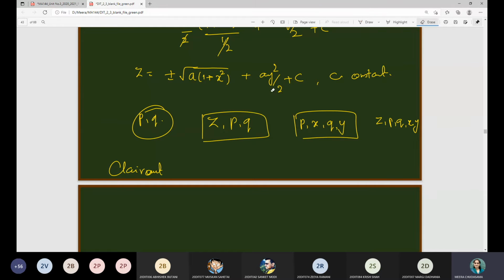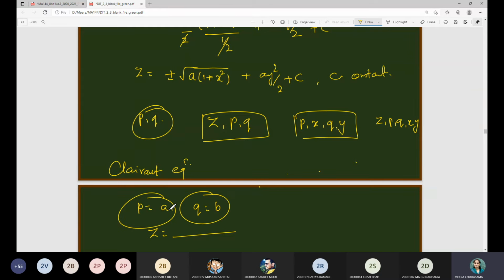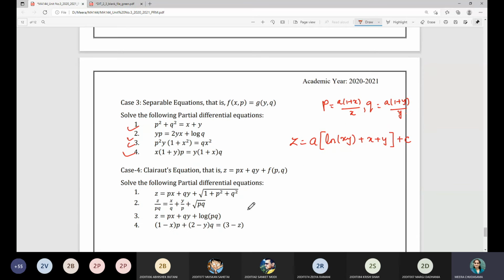This is a Clairaut equation, and it is very easy. In that case, you have to assume p as a and q as b. a and b are constant quantities, and then you have to convert the given partial differential equation into the form z is equal to some function of p, q, x and y. In that expression, you have to substitute p as a and q as b. You will get the complete integral, right? That is what the procedure is.